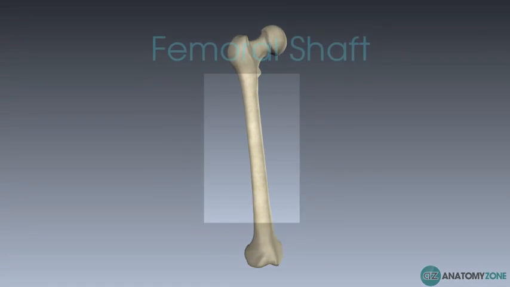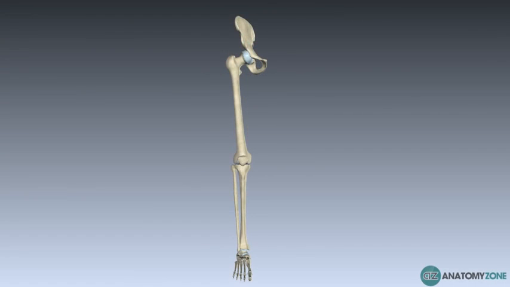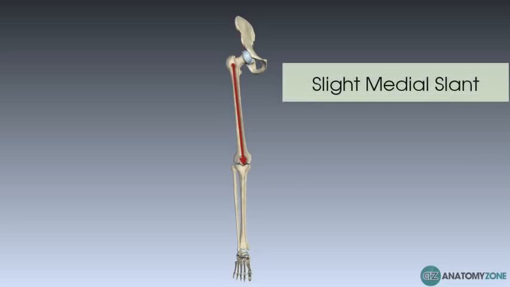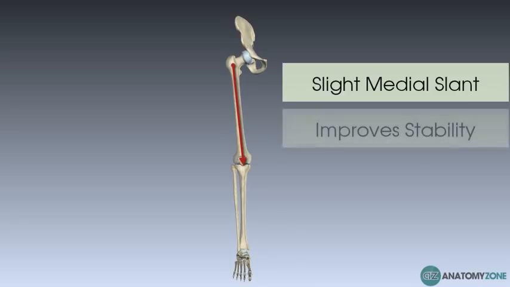Now let's take a look at the shaft of the femur. The first thing to notice is the slight medial direction of the femoral shaft. Basically, the femoral shaft moves towards the knee because it helps to bring your lower limb closer to the center of your body, and that helps to improve your stability.